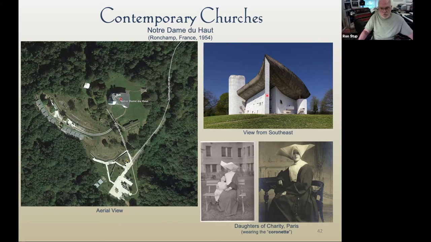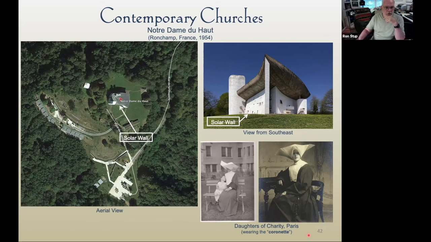The dominant, unique roof is from the Daughters of Charity in Paris, and she's wearing the cornet, their headdress, and he took that and kind of refolded it as an idea for the roof of this church. But what has intrigued me in the past couple of years is what I call the solar wall.